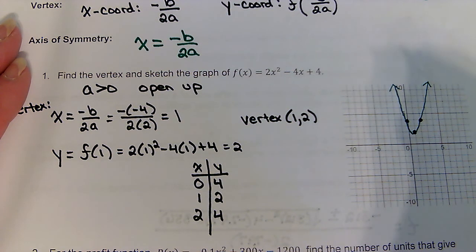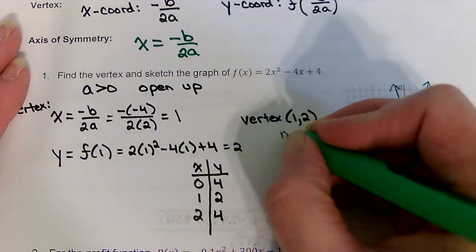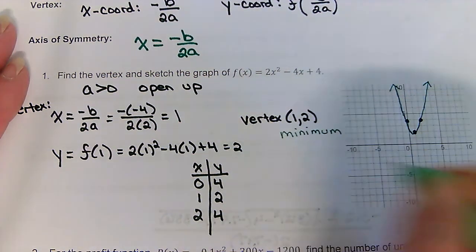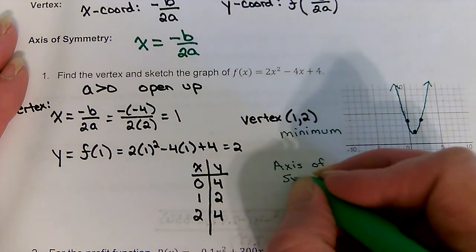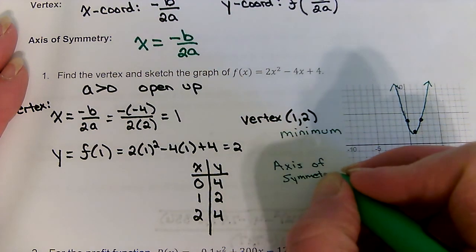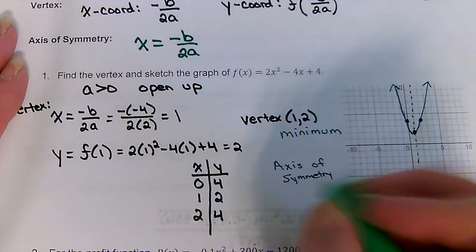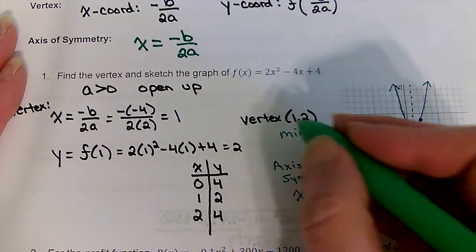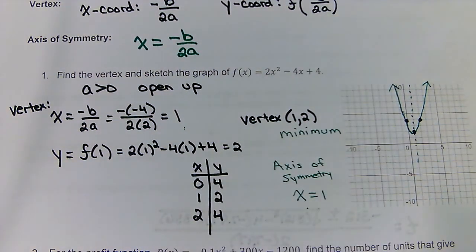And is this vertex a maximum or a minimum? Well, I can tell it's at the bottom of the graph, so this is a minimum. Also, what would be the axis of symmetry? Well, it would be this vertical line going straight through there, so it's going to be x equals 1. It's going to be the same x value that we found here. So it's x equals 1.